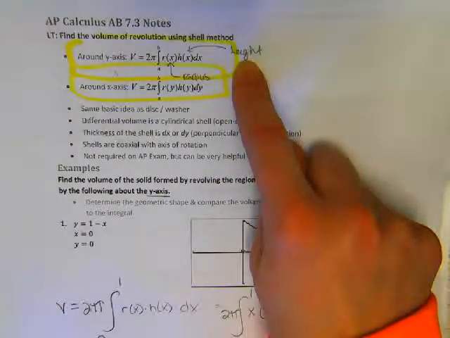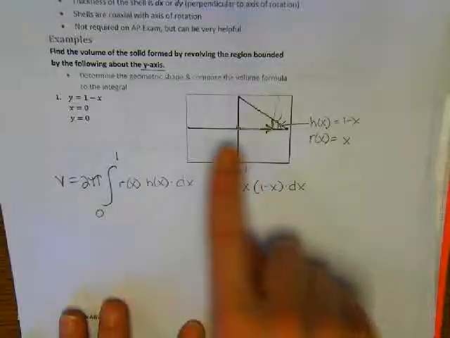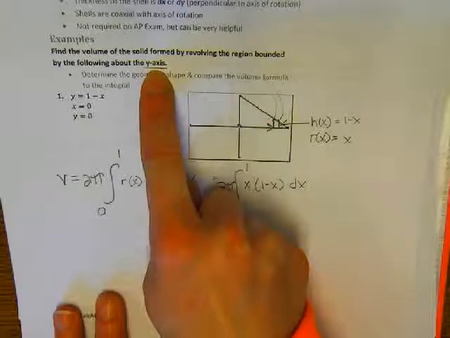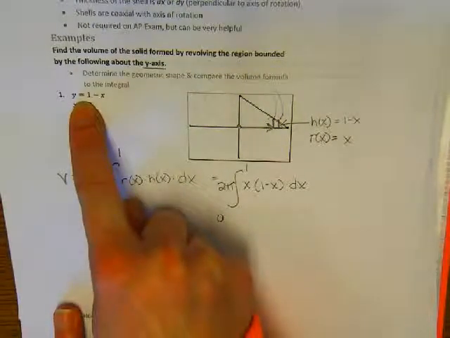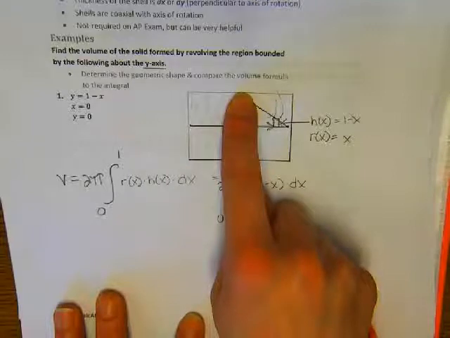Okay? In other words, if we had time, which we probably won't today, I could do this with the disk method, and the way I would do it is I would rewrite this and write x equals 1 minus y. You following? I'd integrate from 0 to 1 and use the pi r squared formula.